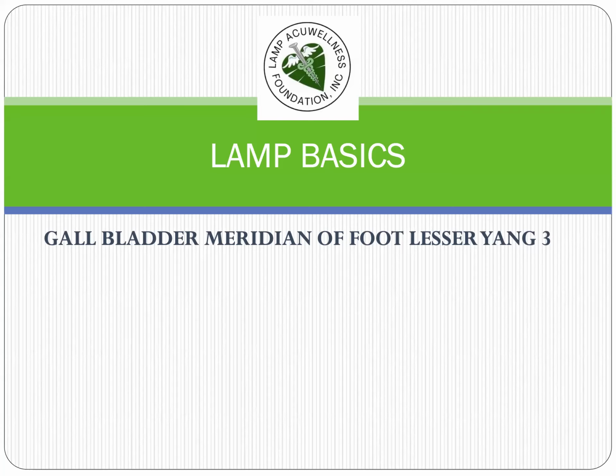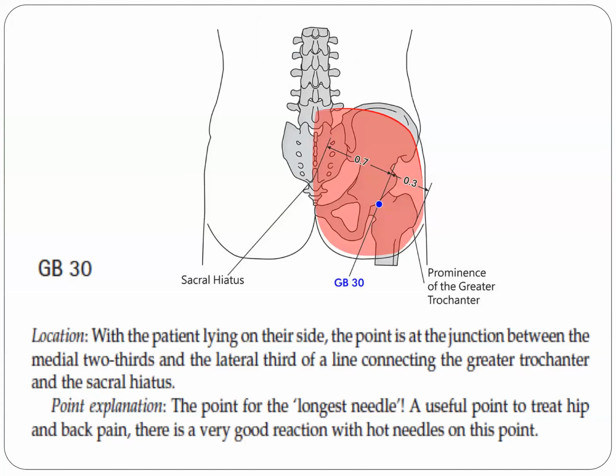So now let's continue exploring the gallbladder meridian of Foot Lesser Yang. We're on part 3 of this topic. So let's start with GB30. This point is located with the patient lying on their side. The point is at the junction between the medial 2/3 and the lateral third of a line connecting the greater trochanter and the sacral hiatus.